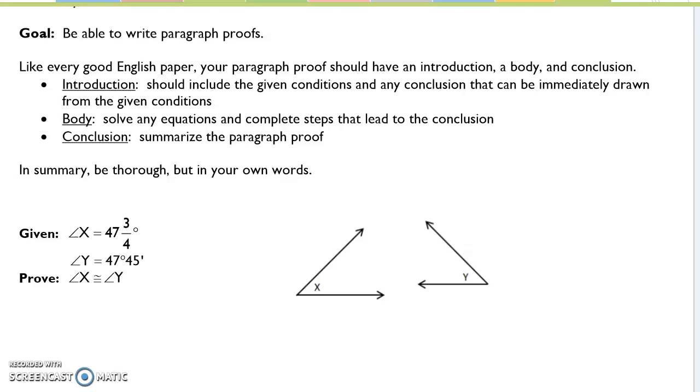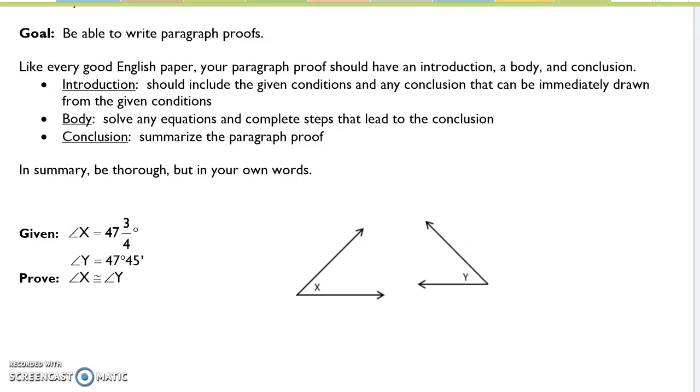Hello, geometry students. It's Mr. Zabo, and what we are going to be talking about today is paragraph proofs. So far, we have done a few proofs, not a lot yet, but the only proofs that we've done are in two-column proof format. What we're going to do today is talk about paragraph proofs.